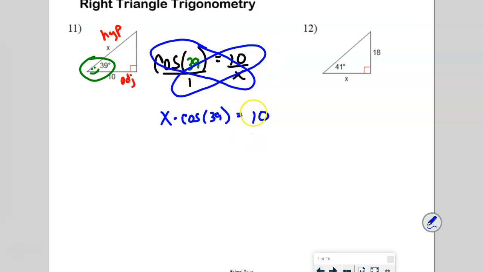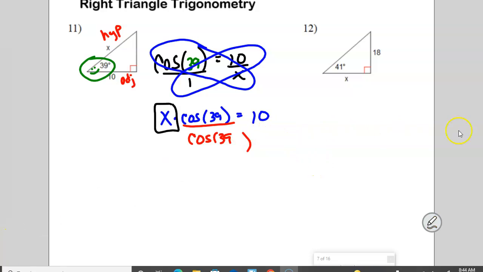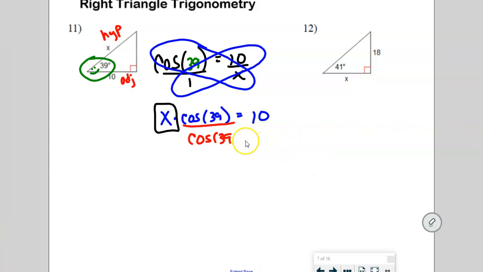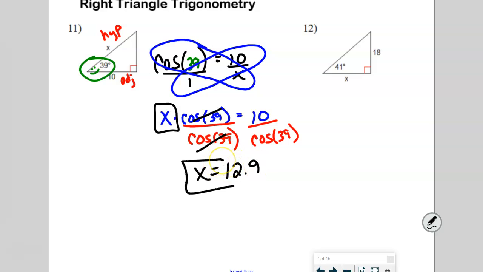So equals 10. And you think, all right, I'm trying to solve for x, which means I have to divide by this number that's being multiplied by x. So let's divide by the cosine of 39. Now, of course, we got to do it on both sides of the equation. That's what allows us to solve it. So on my calculator, I'd be typing 10 divided by cosine of 39. And that's how I'm going to get the answer of like 12.9. I don't know where it said to round. I'm probably not rounding right, but that's okay for now.